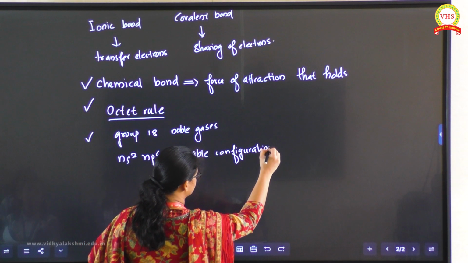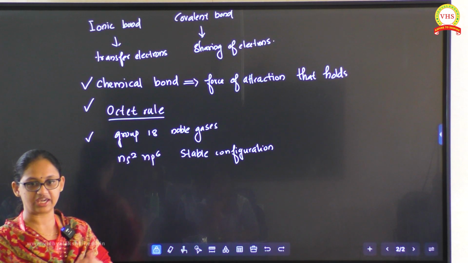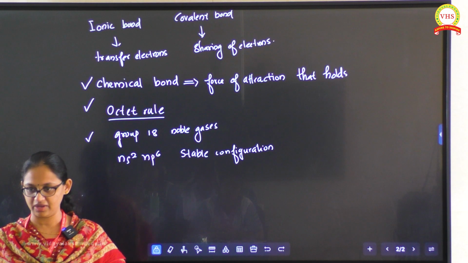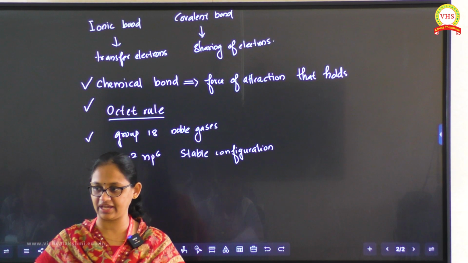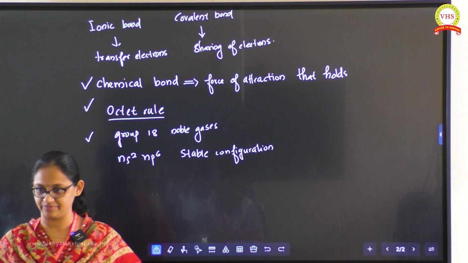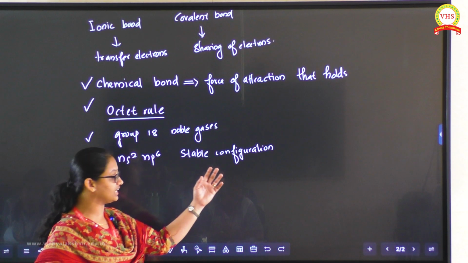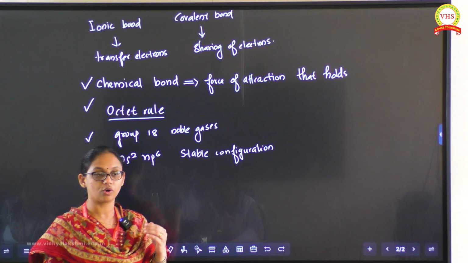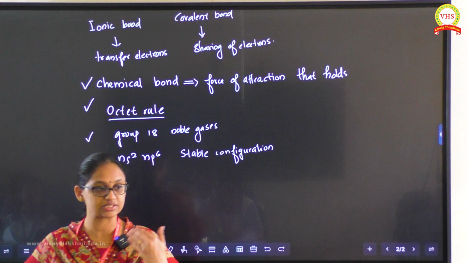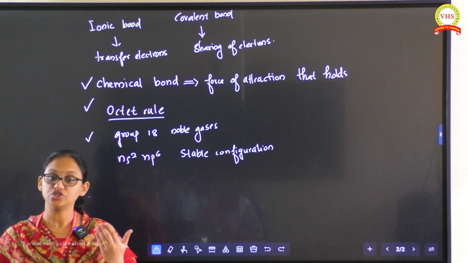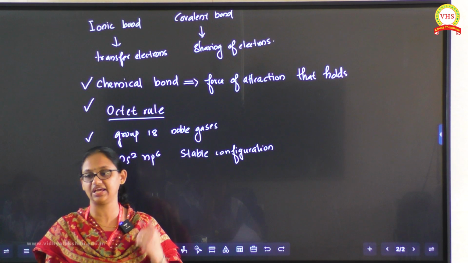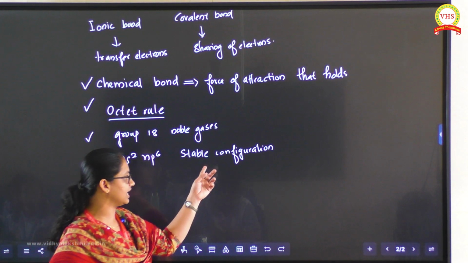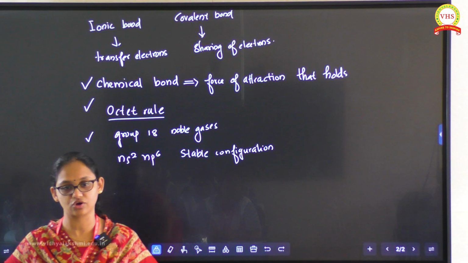Stable configuration. Okay, based on this, we can explain the ionic bond formation and covalent bond formation. Ionic compounds are formed by the transfer of electrons. Transfer of electrons in order to get which configuration? A stable noble gas configuration. Covalent bond also same. But there is no transfer of electron, there is a sharing of electrons between the atoms. By sharing of electrons, the atom will get a stable noble gas configuration.